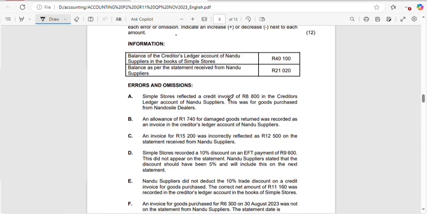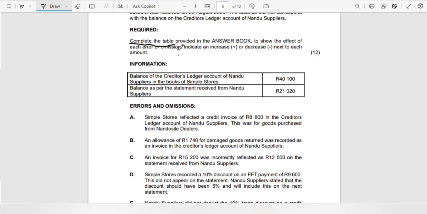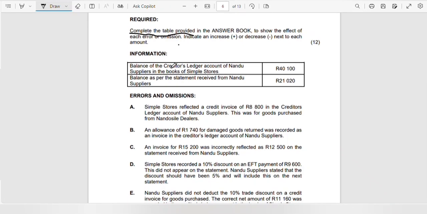What we have to do firstly is to check out the information. So let's read the required. They say complete the table provided in the answer book to show the effect of each error or omission. Indicate an increase with plus or decrease with minus next to each amount. Then the information: the balance of the creditors ledger account of Nandu is 40,100. The balance per the statement received from Nandu Suppliers is 21,020.